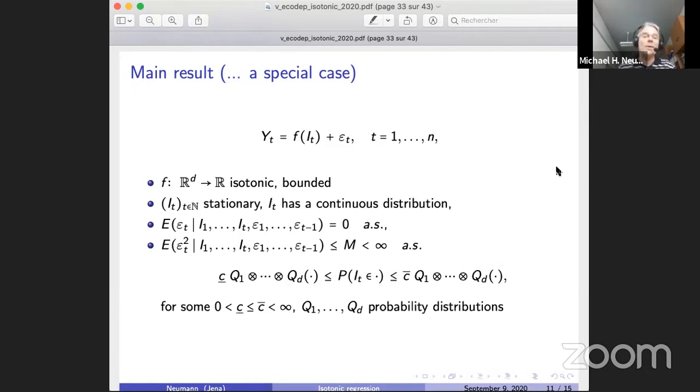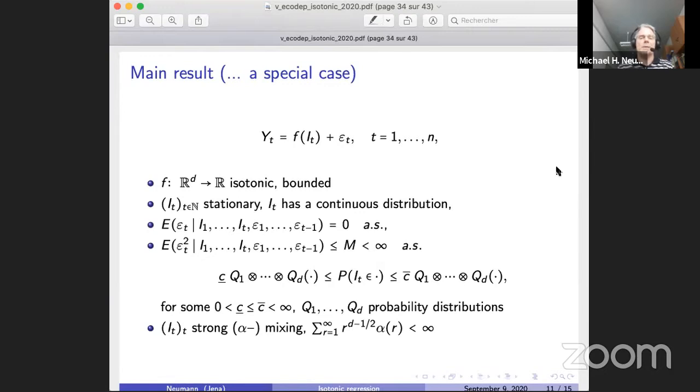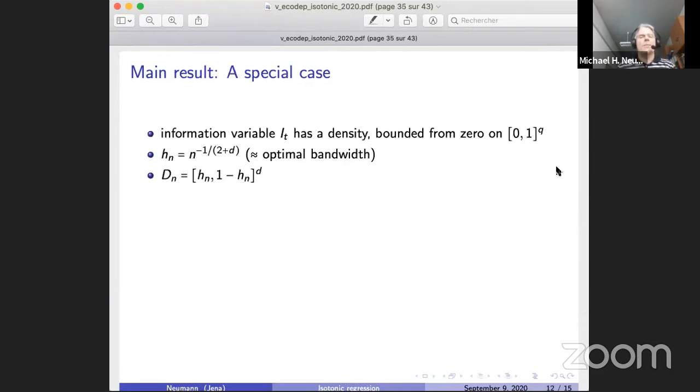So next slide, please, Paul. Okay. In addition, we assume that the process formed by the information variables is strong mixing. A special case is that the information variable has actually a density which is bounded away from 0. For some technical reason, if we would use, for example, a non-parametric kernel estimator, then Hn would be the optimal bandwidth. This Hn would be that bandwidth which provides an estimator with the optimal rate of convergence.